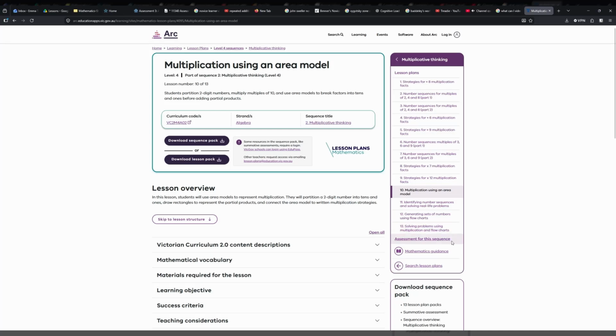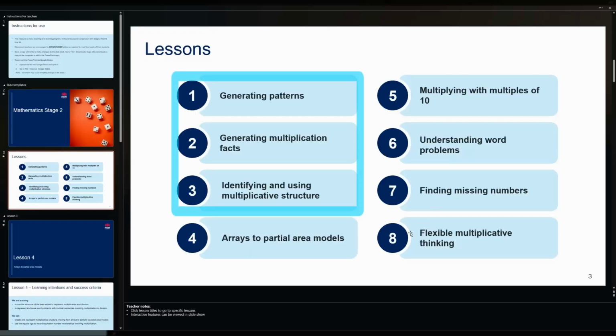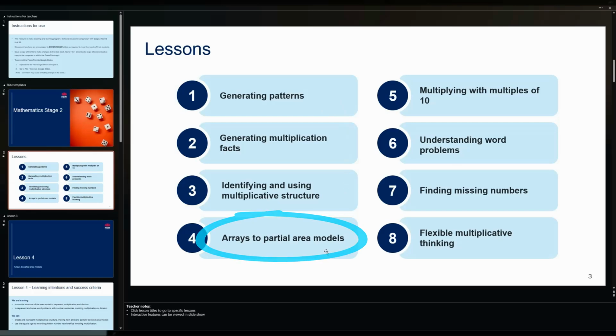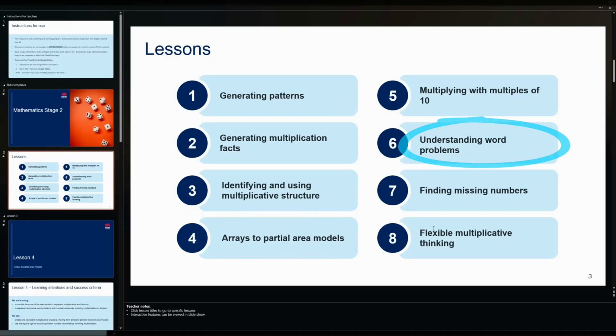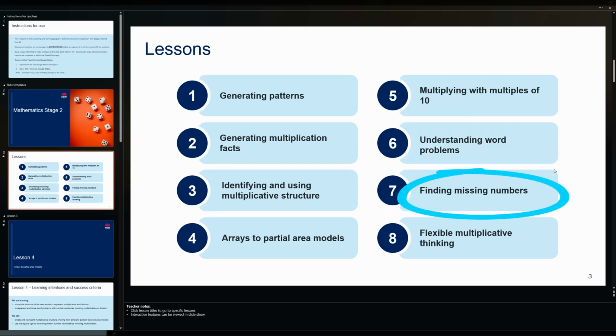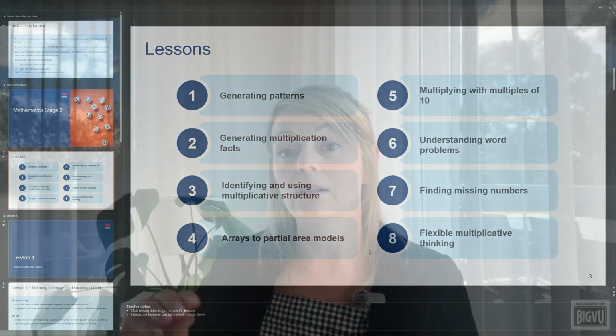They were front-loading with multiplication facts, patterns, arrays, then moving into area models. After this, they would move on to worded problems, which I've incorporated, and then missing numbers, which I haven't incorporated. But this would make a logical next step if I were to create a further lesson to follow. Okay, so let's dive in.